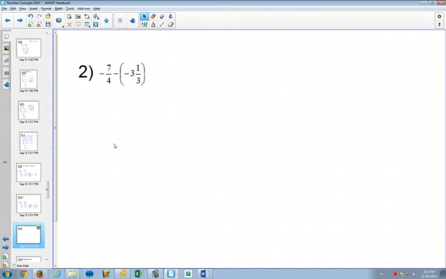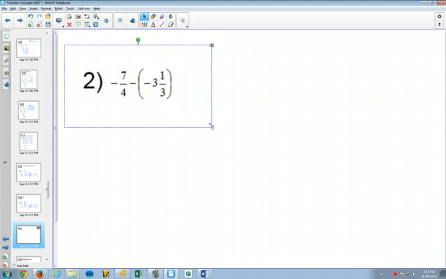So negative 7 over 4 minus negative 3 1/3. Is that too small? Should I make it a little bigger? Zoom.